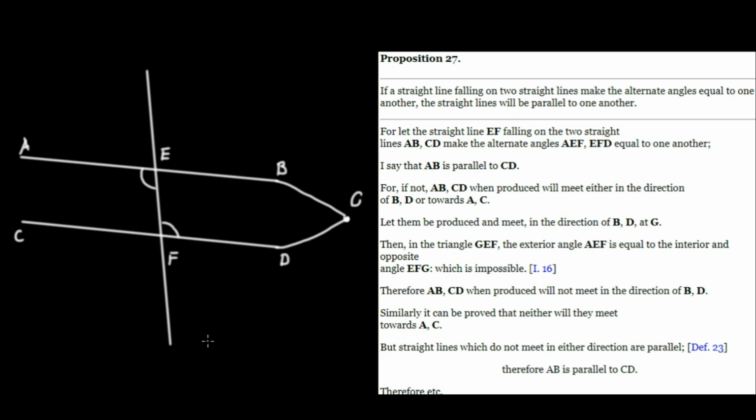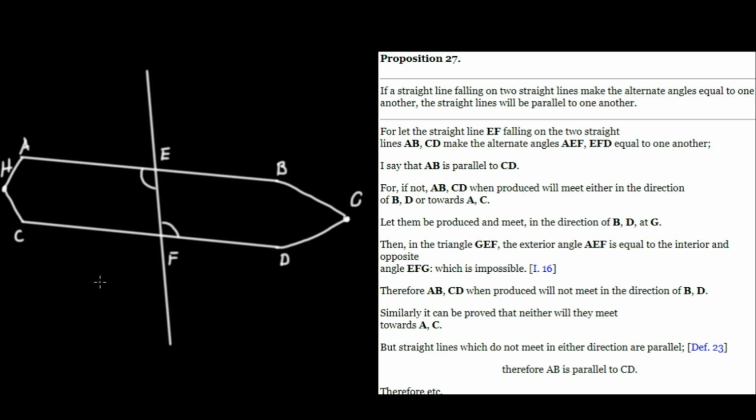A similar argument can be used to show that the two lines AB and CD cannot meet over here in the direction of AC. He doesn't give the argument explicitly because it's very clear how that's going to work. Let's go through it briefly. So if they meet over here, let's say there's some weird point over here called H. Let's think about the triangle HEF.